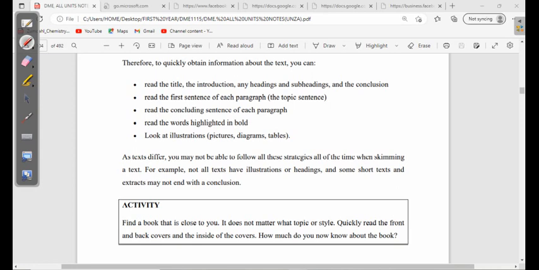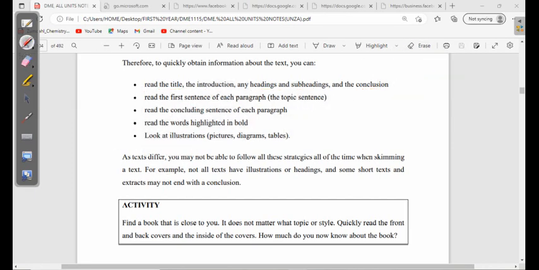So when you're talking about skimming, what you do is read the title, introduction, headings, subheadings, and then the conclusion. The other thing is to read the first sentence, which is called the topic sentence, of each paragraph. Also read the concluding sentence of each paragraph. So for each paragraph, read the topic sentence, which is the first sentence, and also the last sentence. And also make sure that you read the words which are highlighted in bold, and look at illustrations such as pictures and tables. So basically that is how you read when it comes to skimming.